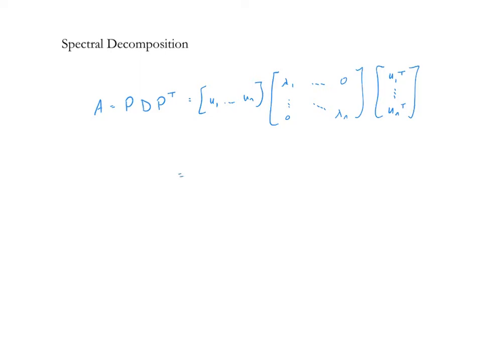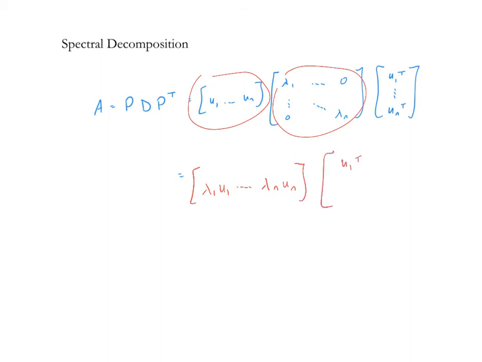Now what I can do is take these first two matrices and multiply them together, and what that simplifies to is lambda 1 U1 through lambda n UN, times U1 transpose through UN transpose. And then finally, last step in this problem, I'm going to multiply these two matrices together and get a different representation of A in terms of its eigenvalues.